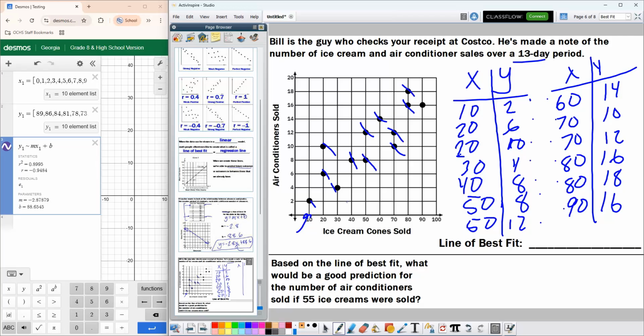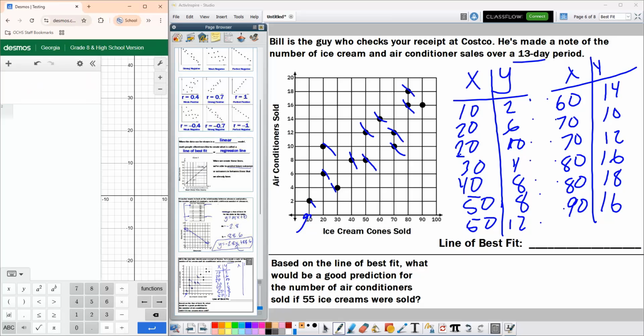Sweet. There's my chart. I'm going to come over here and type in x1 equals brackets. And inside those brackets, I'm going to type all my x values in order. 10, 20. I put a period instead of a comma like a moron. 20. Did it twice. Look at that.